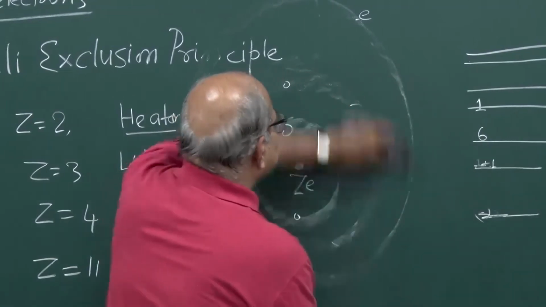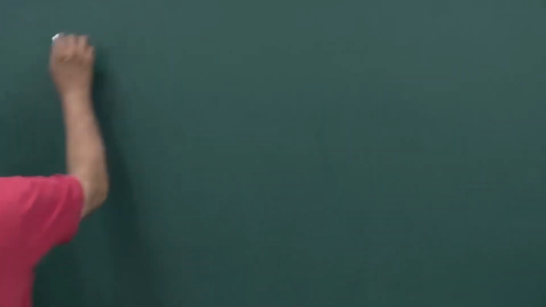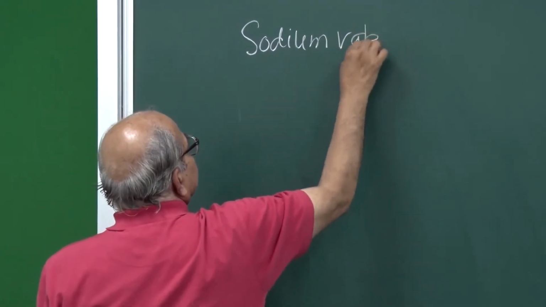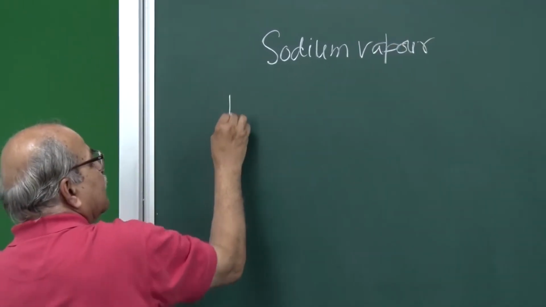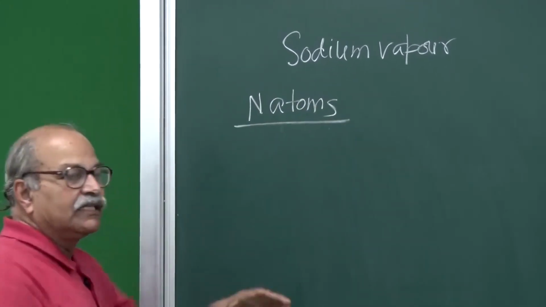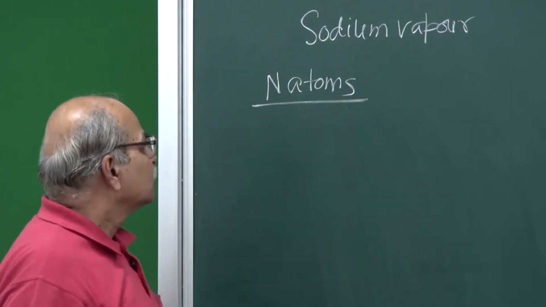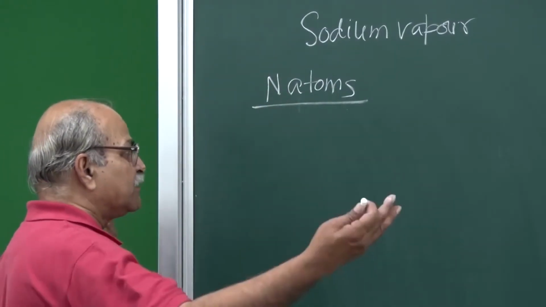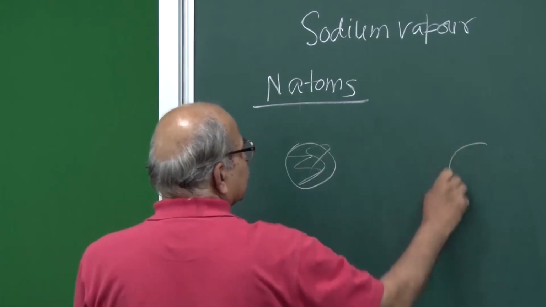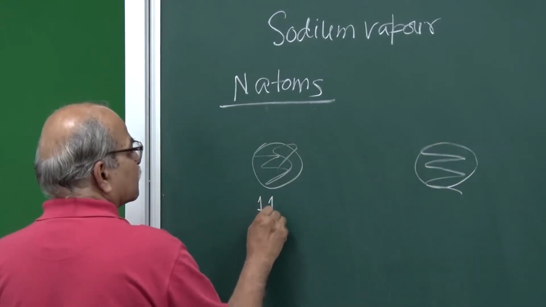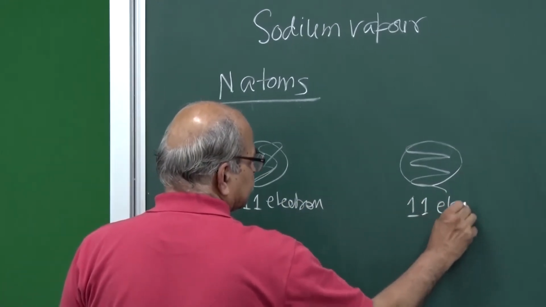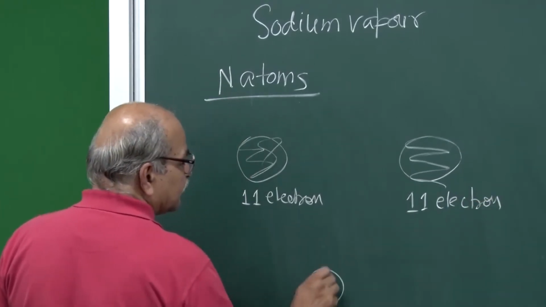So let me remove this. Suppose you have sodium vapor, and suppose you have capital N atoms wherever you put this vapor. Now since it is a vapor, the average separation is large. One sodium atom is somewhere here, another is quite far away. So you have 11 electrons here, and also 11 electrons here. With each atom you have 11 electrons.